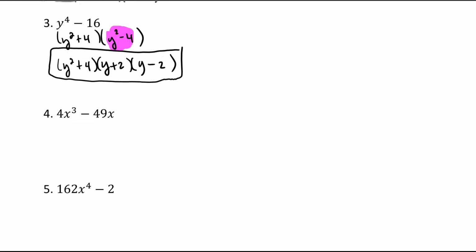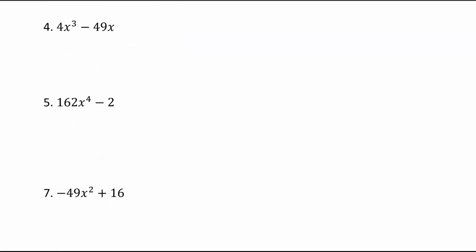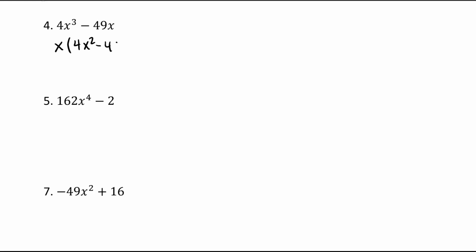Moving on to number 4, we have 4x cubed minus 49x. First, there's actually a GCF of x. So we take that out. We have 4x squared minus 49. But lo and behold, this is a difference of squares. So you keep the x. Please do not get rid of it because it is still an integral factor in order to multiply everything to get that 4x cubed. So when we break down what's in pink here, we get x times 2x plus 7 times 2x minus 7.